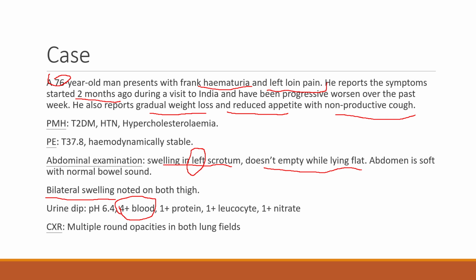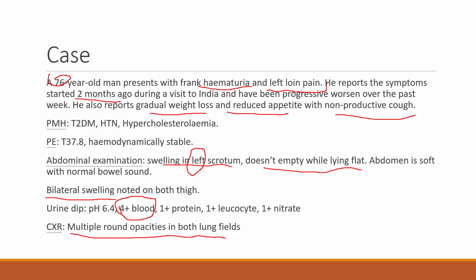On the chest X-ray, we find there are multiple opacities in both lung fields, and this is not a good sign because it is likely to be metastasis from the kidney to the lung. At this point you have to think about whether the primary carcinoma is from the lung or from the kidney. So this is what we have to consider.